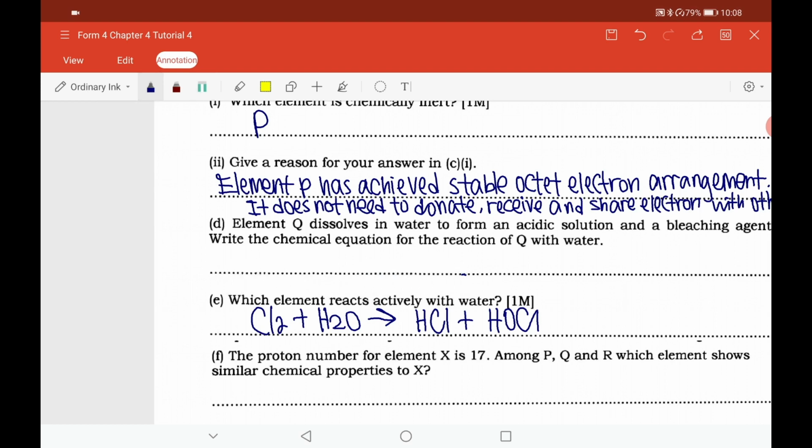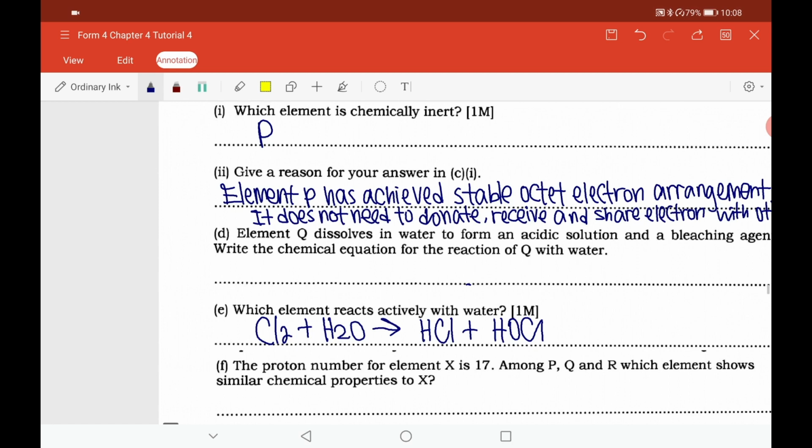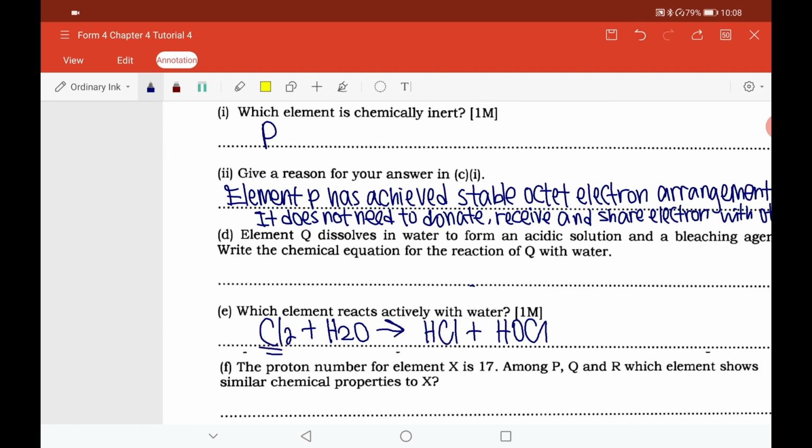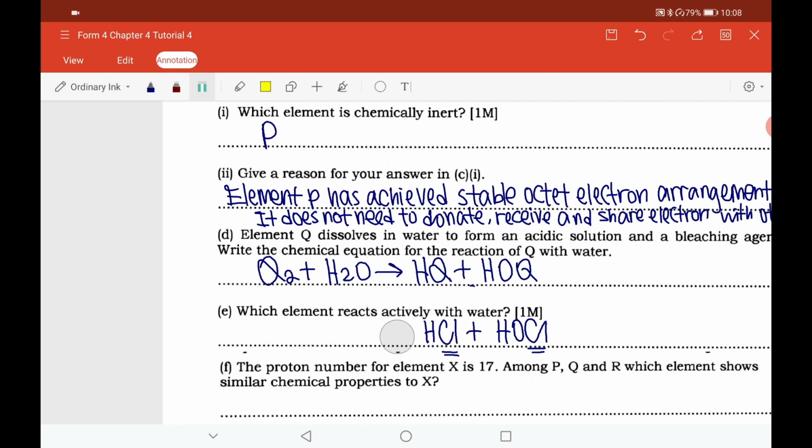But now this question is not asking for chlorine, they're asking for Q. So you change all the Cl here to become Q. So you get Q2 plus H2O, you will get HQ and HOQ. So this is the tip: always start with chlorine to predict, and you modify it to other group 17 substances such as your Q. So this is how we do it.